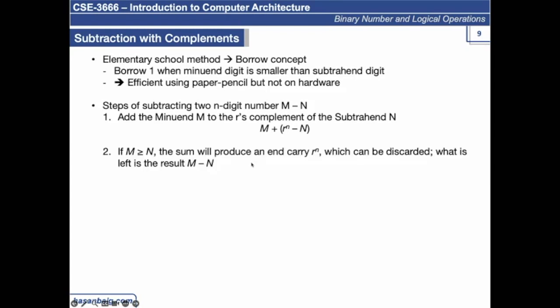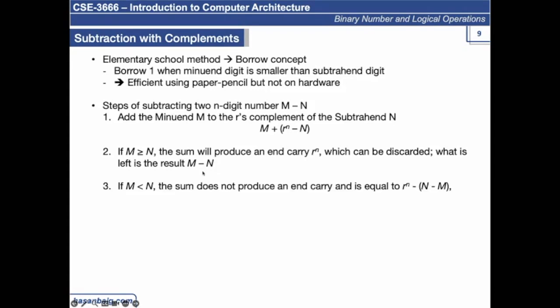The second important factor is when the number that you are subtracting is smaller than the number you are subtracting it from, when M is greater than N, the sum will always produce a carry, which we need to discard. So we have to discard that carry to get the actual result, M minus N.